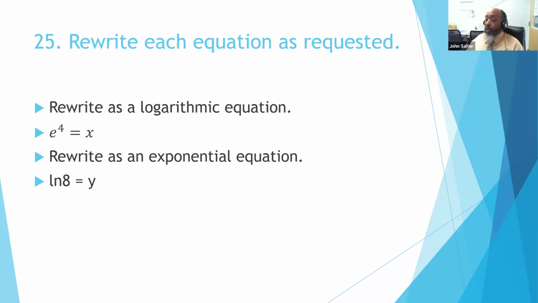Rewrite each equation as requested. So I want to rewrite e to the 4 equals x as a log. So it'll be log with a base of e of x is equal to 4. But log base e is the same thing as saying ln of x equals 4. Rewrite as an exponential. Well, ln is log base e, so that's going to be e to the y is equal to 8.